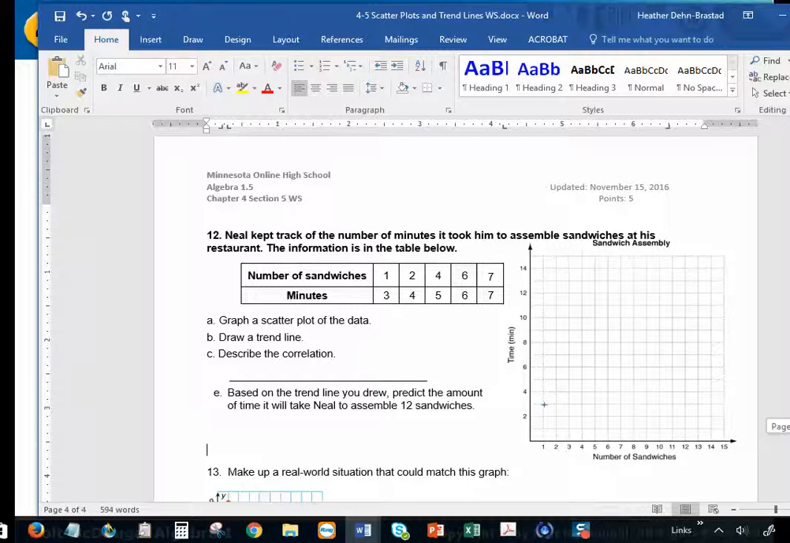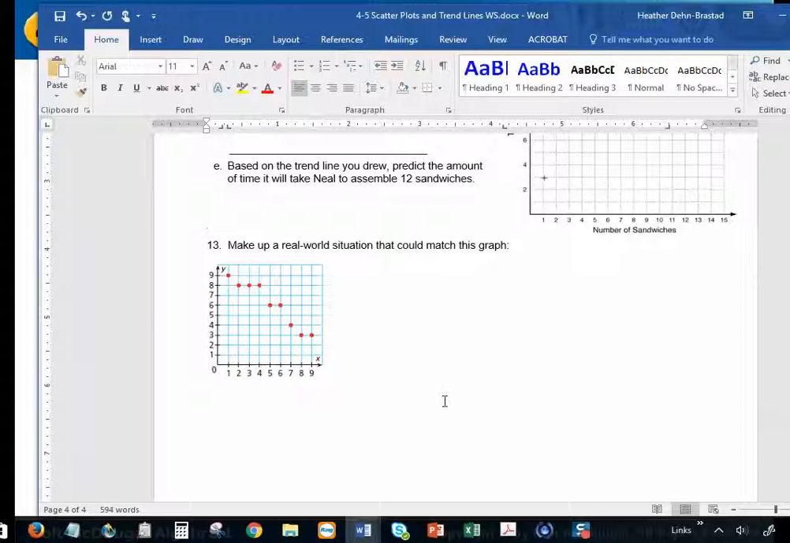All right, that's about it. I think you can figure out the rest of them. Make sure you do number 13. I've gotten some great answers for this question. You get to make up your own real-world situation that could match this graph. So be as creative as you want.